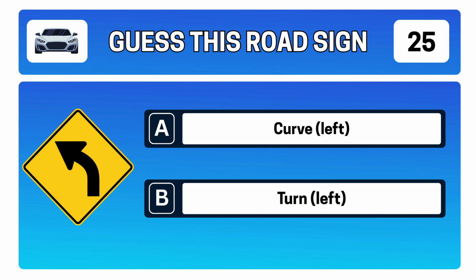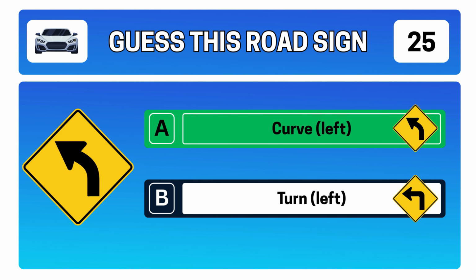Guess this road sign. A. Curve left. B. Turn left. Great catch. That is the curve left sign.